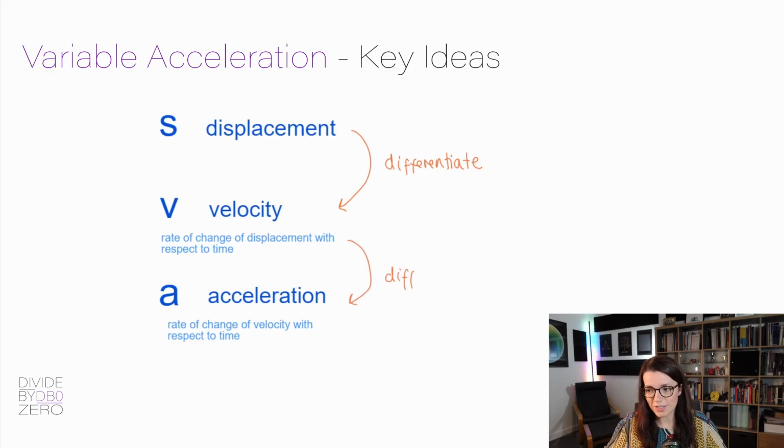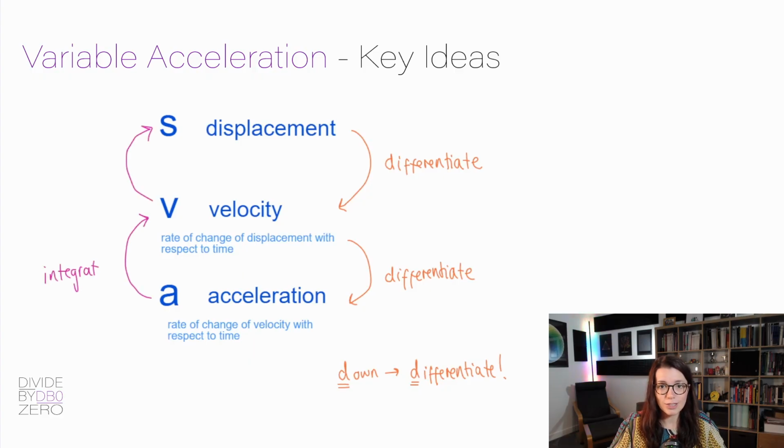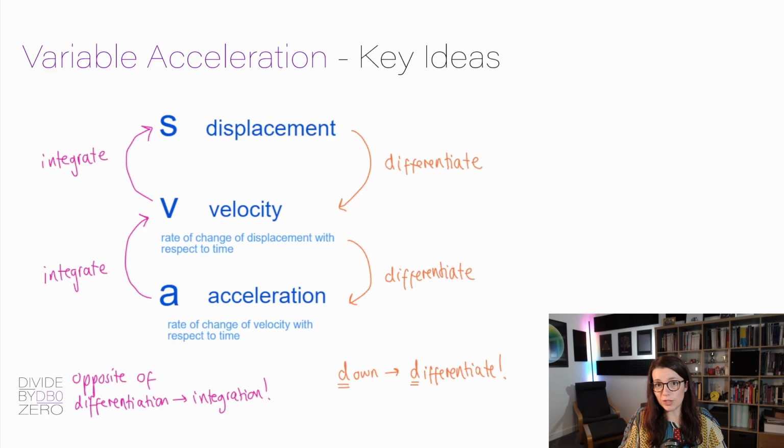Similarly, if you want to get to acceleration, which is the rate of change of velocity with respect to time, you can differentiate velocity. If you remember this order, SVA, then you can remember that if you want to go down the list, then you differentiate. So DD there might be a useful trick to remember the order. Now, because integration is the opposite of differentiation, that means if you want to move up the list, you integrate. That is essentially all you need to know for this topic, and then it's just about applying it to different questions.